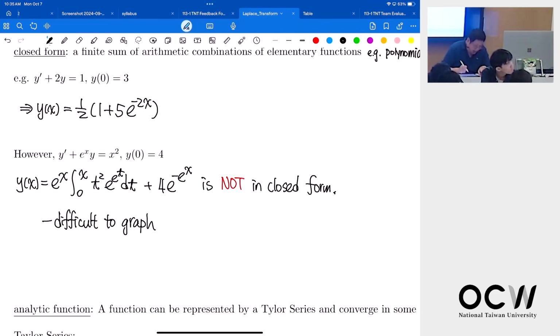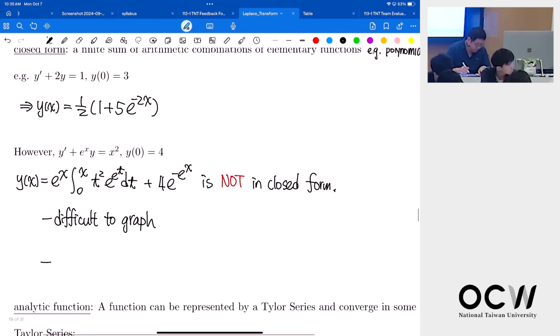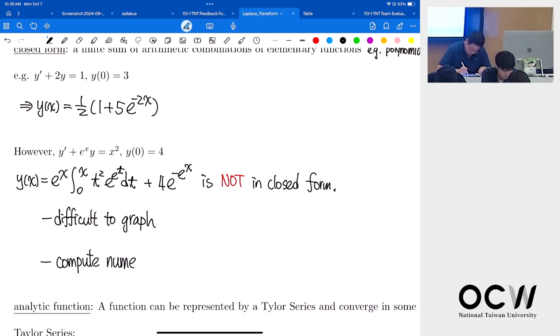And then second, we need to compute the numerical values. Okay, we need to plug in each x to get the y. So compute numerical values.